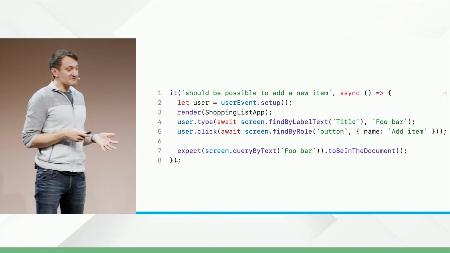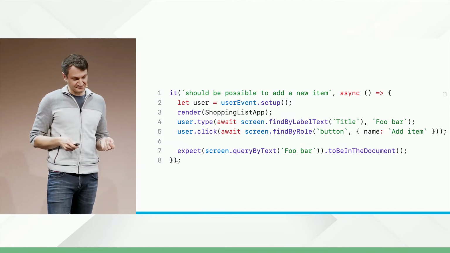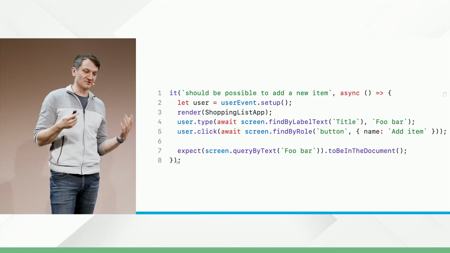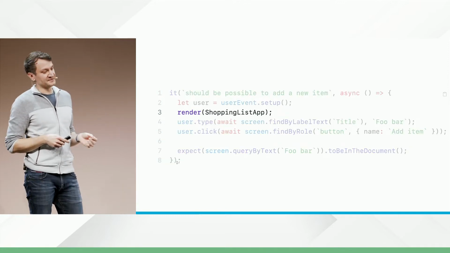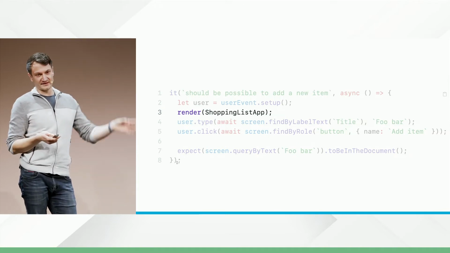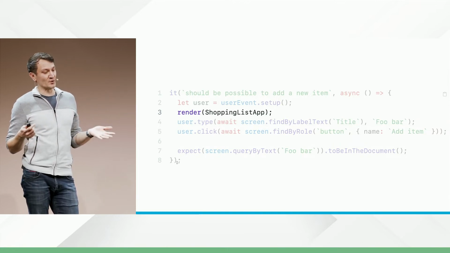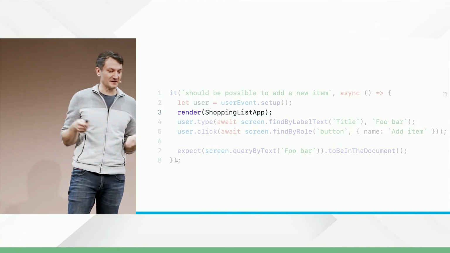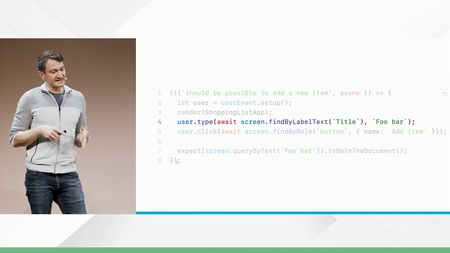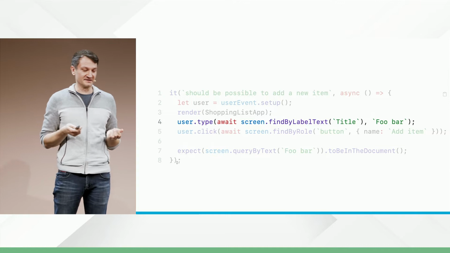OK, and here we see how a typical test of team component testing looks. So again, we define what we want to test in the first line, and then we see the most important difference. In this case, instead of visiting some page, we render a specific component. So in this case, the shopping list app component, for example. The next steps are actually pretty similar. It's just a little bit of a different API.